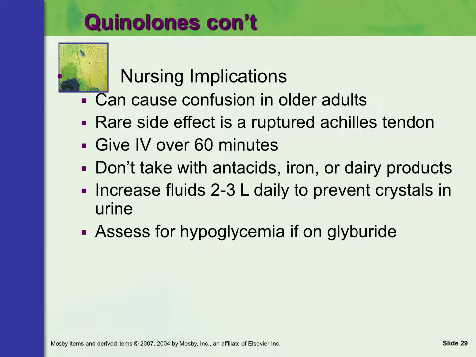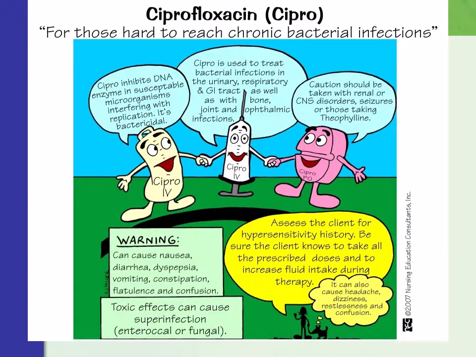Giving it with antacids, iron, or dairy products can decrease the absorption. You want to give it lots of fluids to prevent crystallizing in the urine and preventing any occlusion, any stones. And give it with food to decrease GI upset. And you want to watch any patient who's on glyburide for hypoglycemic symptoms. This slide shows you, again, watching a client for superinfections.